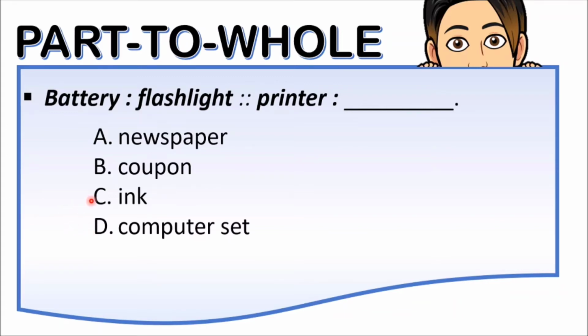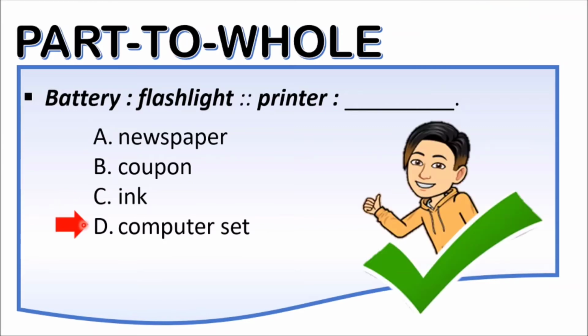If your answer is letter C, then you are wrong, because the correct answer is letter D, computer set. But sir, why not letter C? Ink is an important part of a printer. Without ink, your printer won't work. Yes, that is correct. But the thing here is, we're talking about part to whole analogy. Ink is a part of a printer, while printer is a part of a computer set. Therefore, the correct answer again is letter D, computer set.